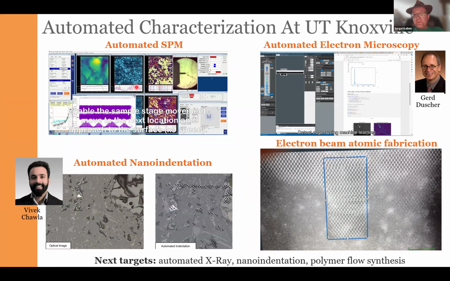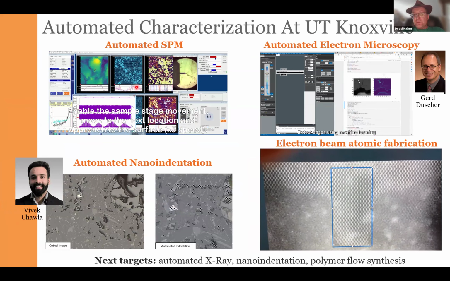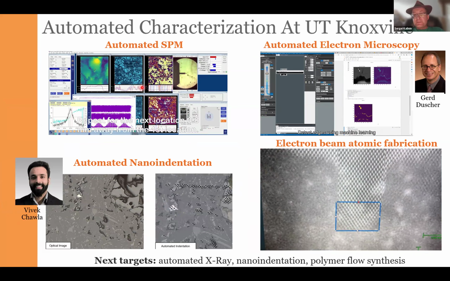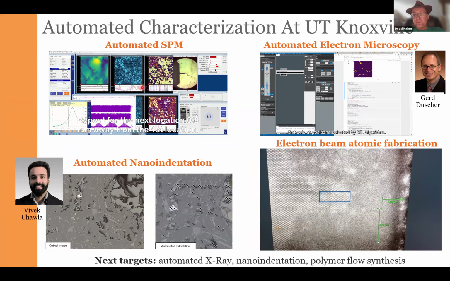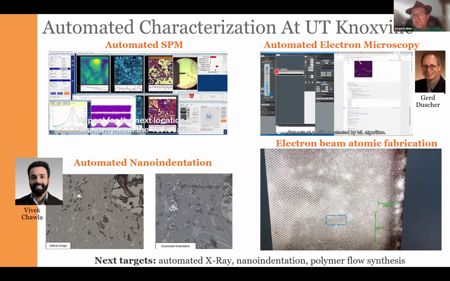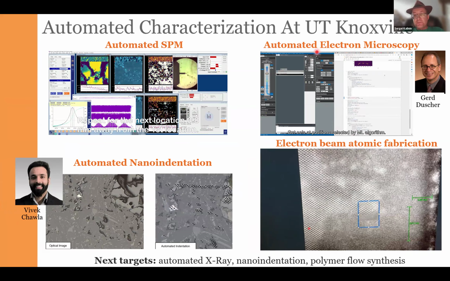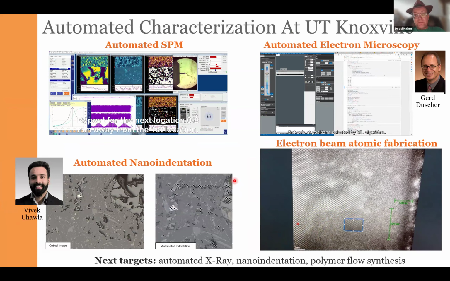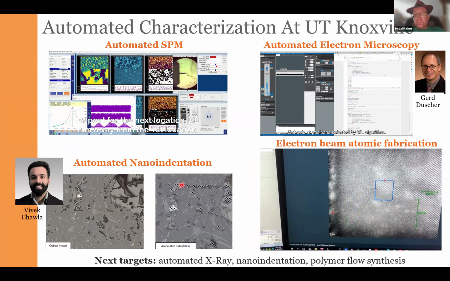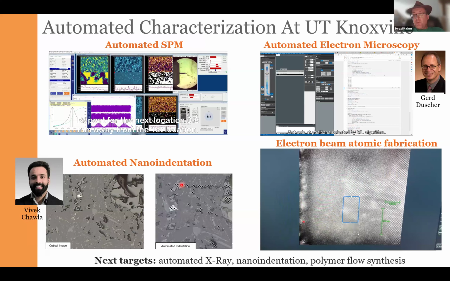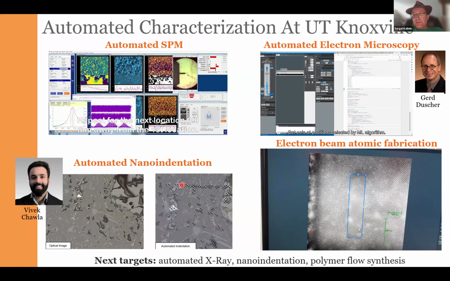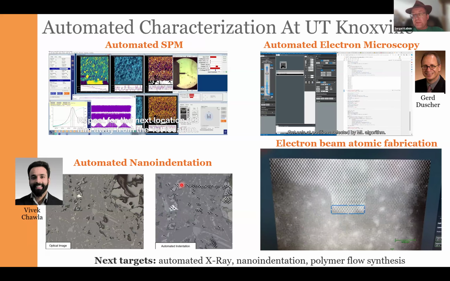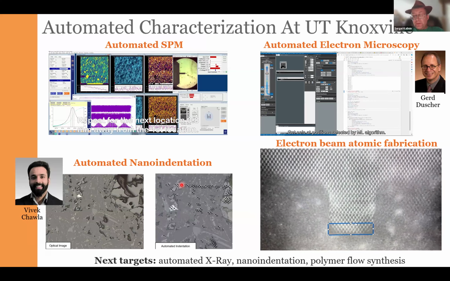So we have the SPM that can send the data to the supercomputer or other cloud resource. The data can be analyzed and the control commands can be brought back to the instrument. Working with my colleagues in the electron microscopy field, we built the same type of automation for electron microscopy. We built the same type of automation for nanoindentation. And now we are working on implementing automated X-ray measurements, primarily for complex microstructures and combinatorial libraries.